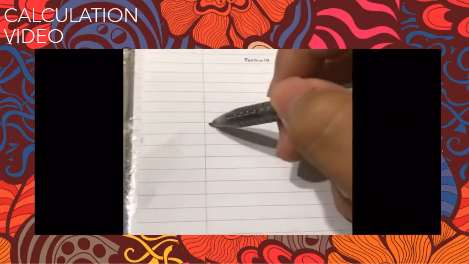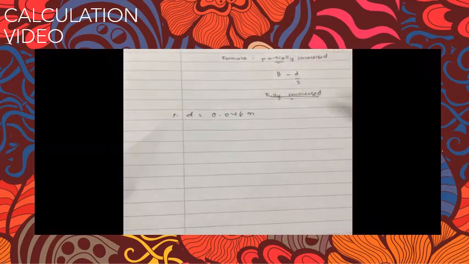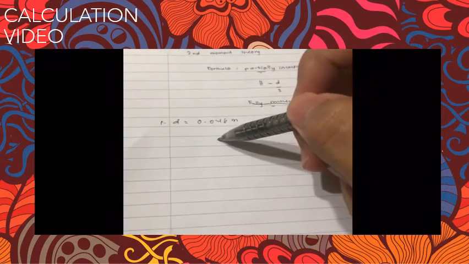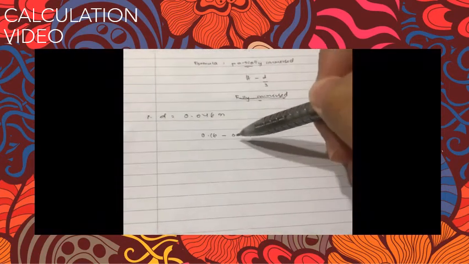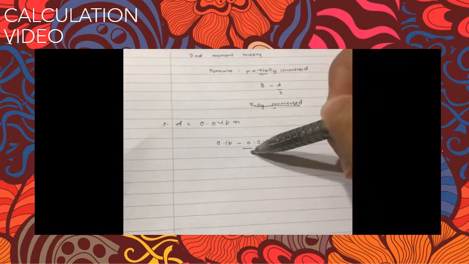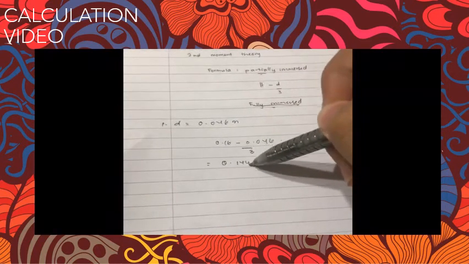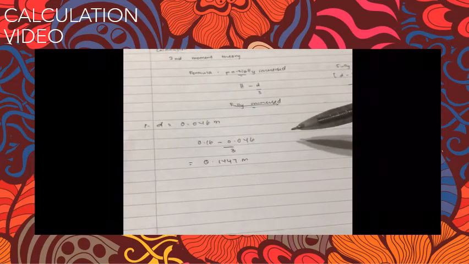Okay, so for the calculation, first D equal to 0.046 meter. So we just substitute the value of D is 0.16 minus 0.046 over 3. So the final answer is 0.1447 meter. Okay, this is for partially immersed.